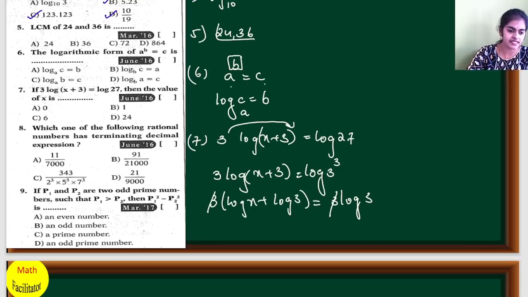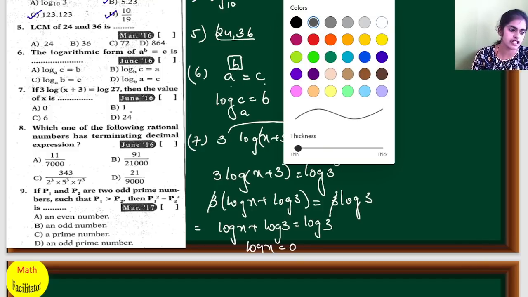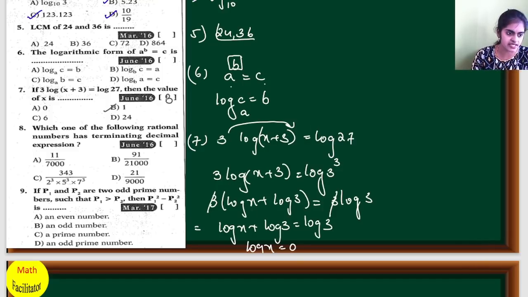Since 3 and 3 are getting cancelled, the final step you can write is log x plus log 3 equals log 3. So log x will be equal to 0 now. Okay, log x will be equal to 0. Now for what value of x will log x be equal to 0? You know log 1 is 0, isn't it? So therefore x should be equal to 1. So option B is correct.